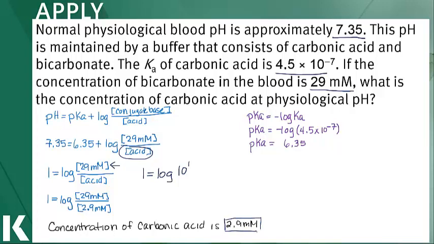Writing down every step when we're doing a Henderson-Hasselbalch equation allows us to make sure that we are getting everything that we need into the equation and that we're not missing something that will cause us to get to the wrong answer.